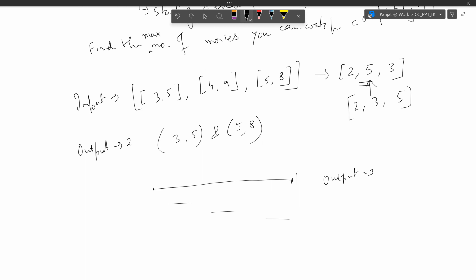I didn't get it. So this is just the durations, right? Durations you will not be able to sort, because you don't know which. The moment you sort them, you don't know which movie was starting from when. You just know that you have 3 movies of lengths X, Y, and Z: 2, 3, and 5.